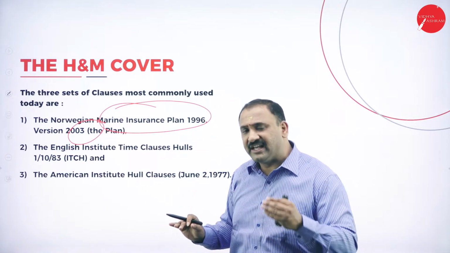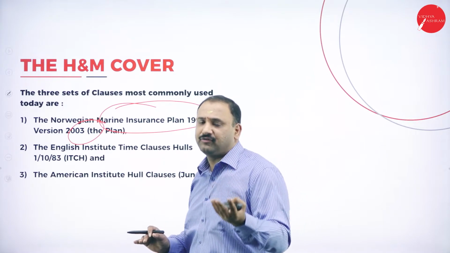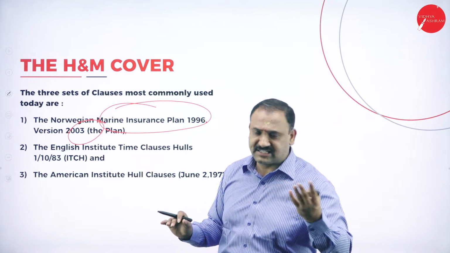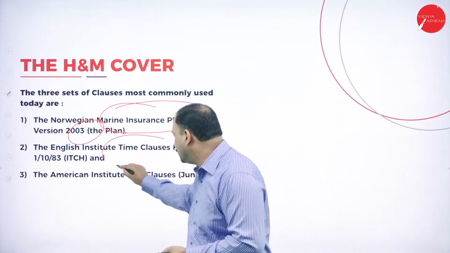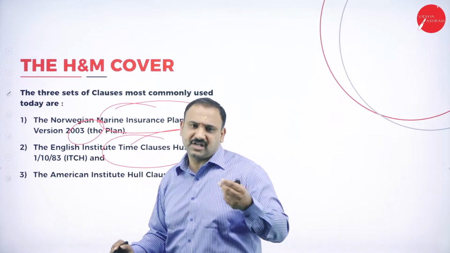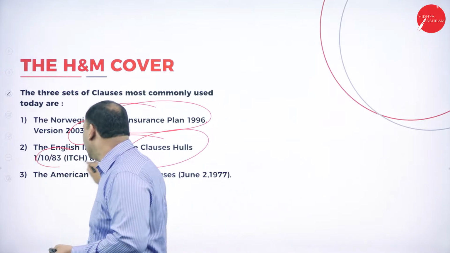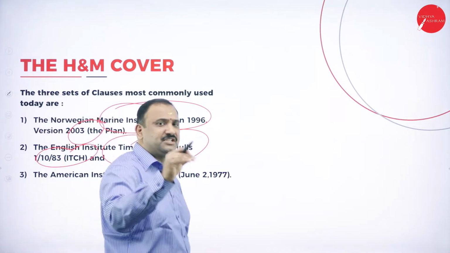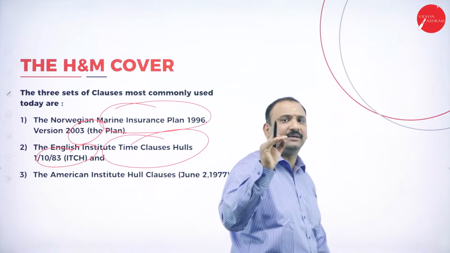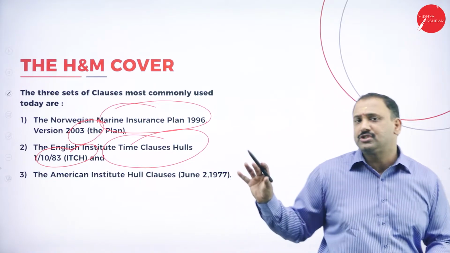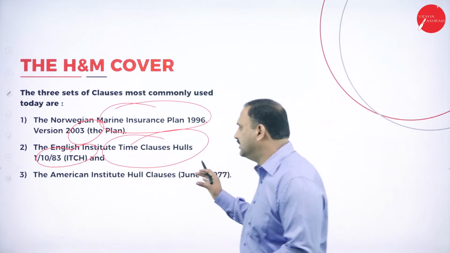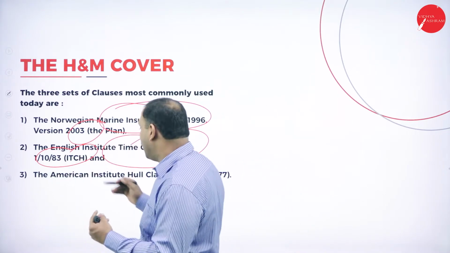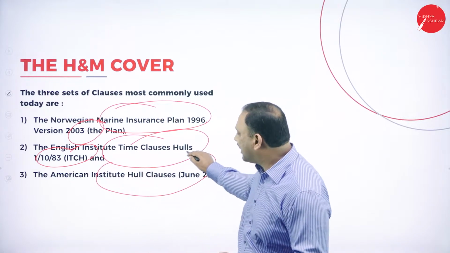So suppose if they are violating that clause, if they are not following those rules and regulations, then automatically the insurance will be cancelled. This is followed by the English Institute Time Clauses Hulls, which was done a very long time ago, in the year 83. Now, when we start looking at this, because the shipping business was actually originated by the British and the Europeans, most of these hull clauses and policies have been done by them over a very, very long time, followed by the American Institute Hull Clauses.